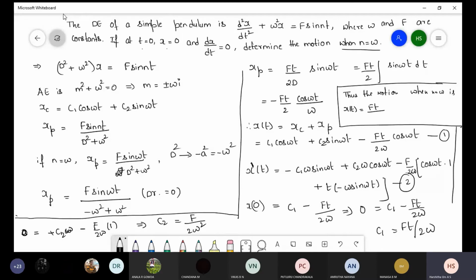Yes, here we have made a small mistake. Here we are substituting t is equal to 0. Here it should be 0. Yes, make a change in your notebook. Sorry for this.